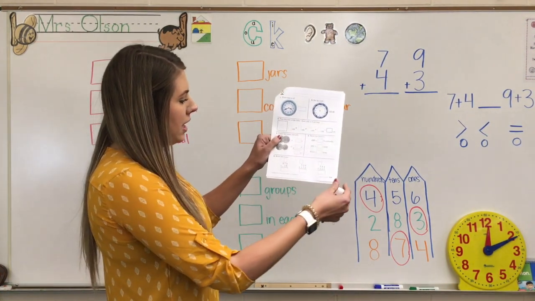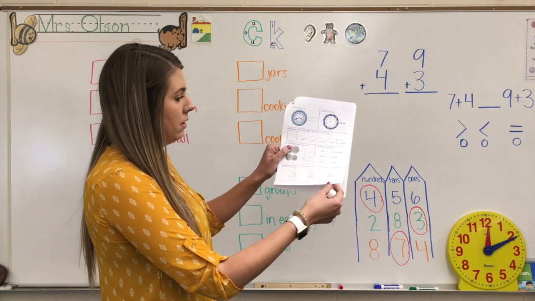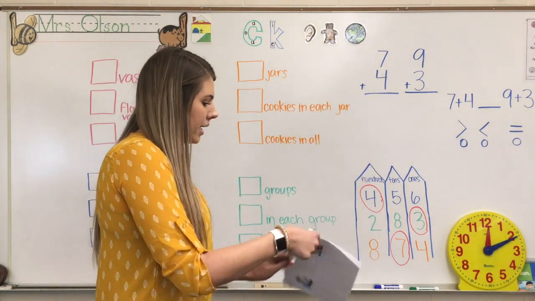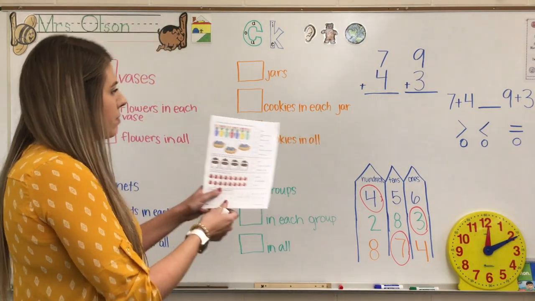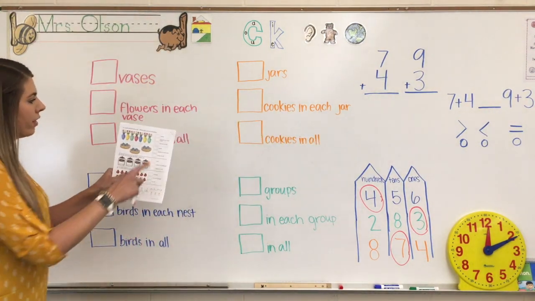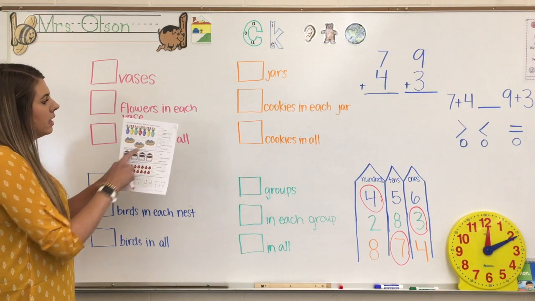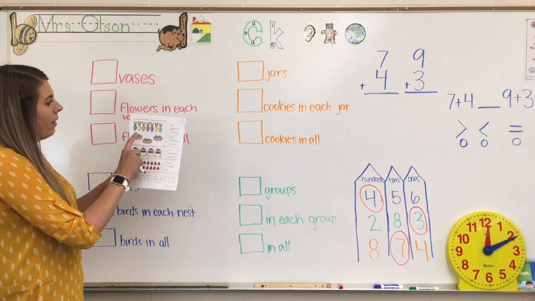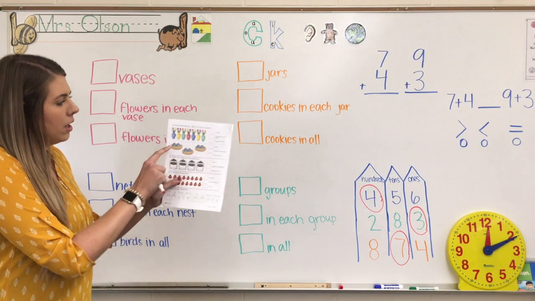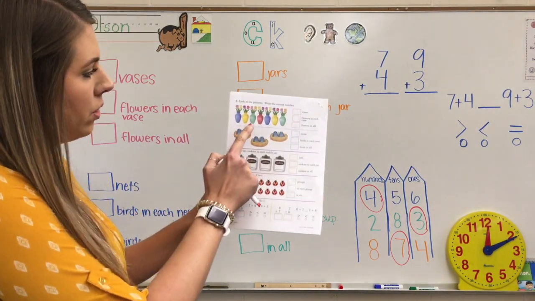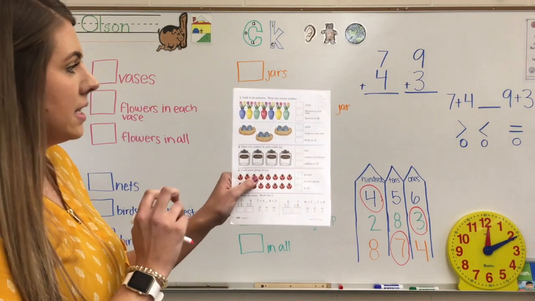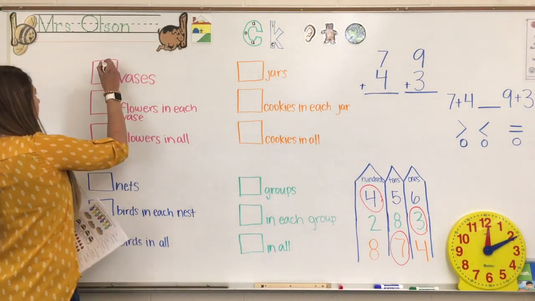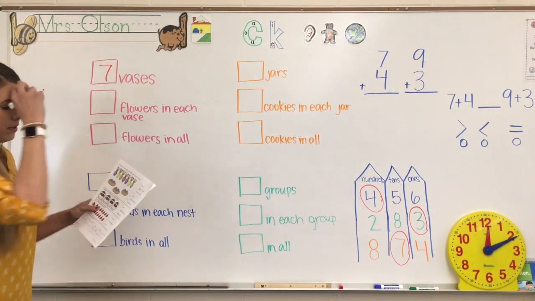For the bottom, we just have some sums, just some addition. And on the next page, it says, look at the pictures, write the correct numbers. So for the first one here with all the flowers, it says vases. So how many vases do we have? Well, we have 1, 2, 3, 4, 5, 6, 7 vases. So we'll fill that in for 7 vases.